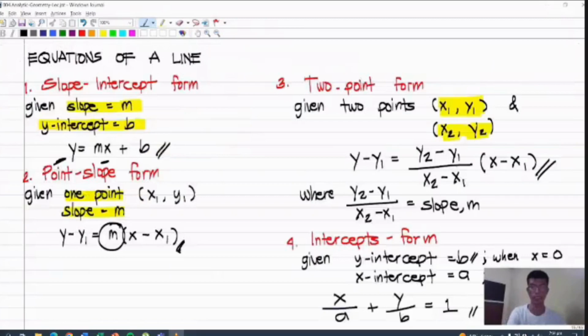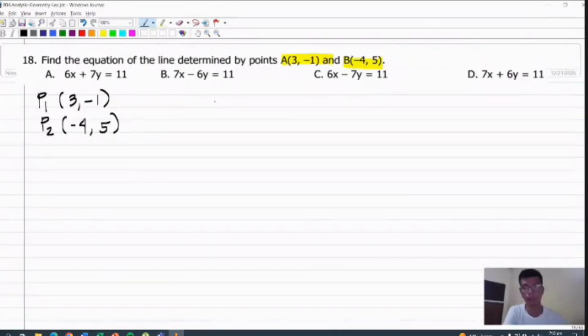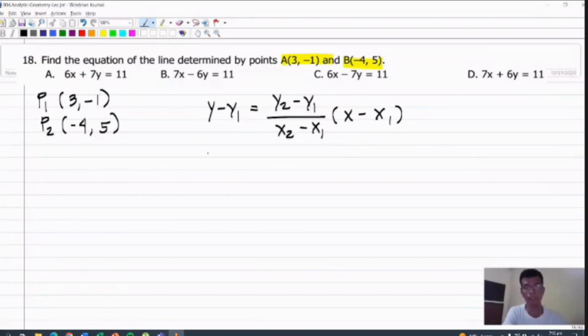Because the given are 2 points, the formula is y minus y sub 1 is equal to y sub 2 minus y sub 1 over x sub 2 minus x sub 1, multiplied by the quantity x minus x sub 1. So, gawin natin. The pattern is y minus y sub 1 equals y sub 2 minus y sub 1 over x sub 2 minus x sub 1 multiplied by x minus x sub 1.